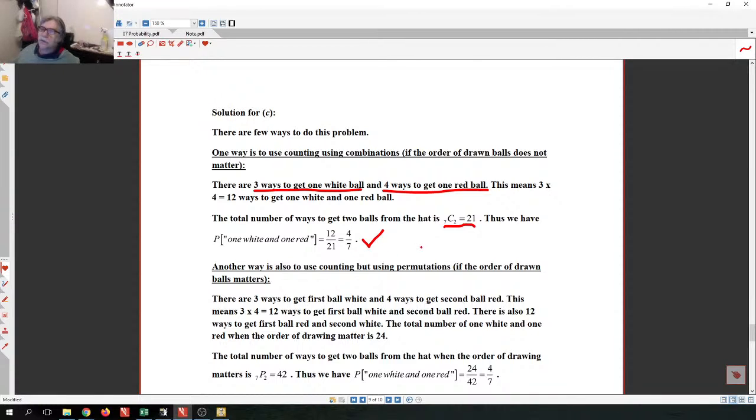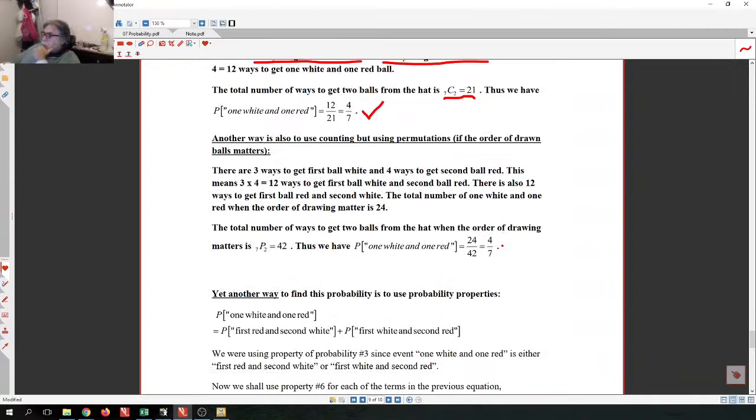You can use permutations. How do permutations play in the game? Well, if you draw one ball first and one ball after, it should be the same probability of getting one white, one red. You're randomly drawing one ball first and then another ball after that. Now, if you do that, you're going to have permutations for the number of ways to get two balls out of the hat, because now it matters in which order.